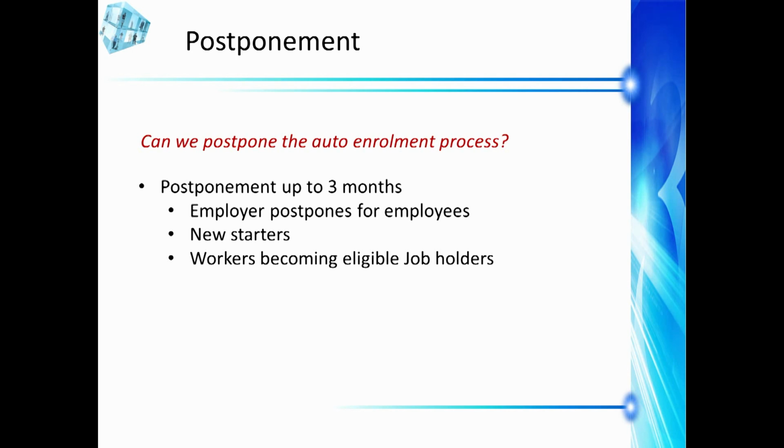Another reason why somebody might become an eligible job holder is if their salary increases. It takes them above that £10,000 a year, and in which case, therefore, they can be auto-enrolled. However, you have the right to postpone it for up to 3 months.